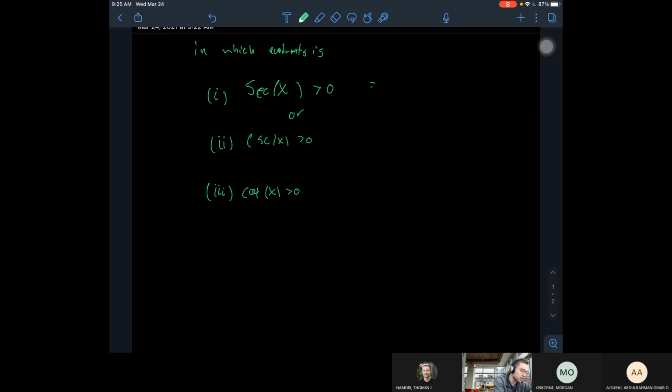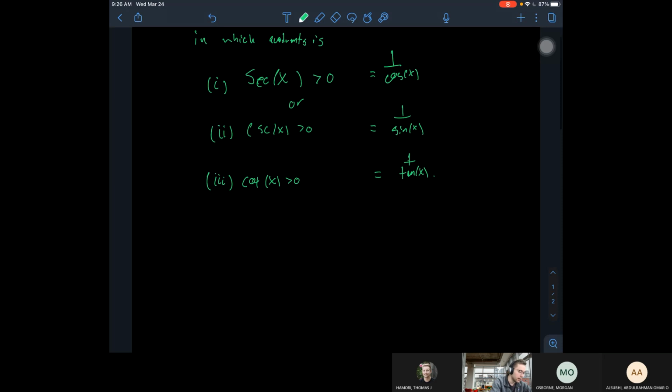First of all, secant of x is 1 over cosine of x. Cosecant is 1 over sine of x. Cotangent is 1 over tangent of x. Good so far? Yes. Okay. And we want to know, when is this fraction giving us a positive number? Well, the numerator is a positive number. So if the denominator is a positive number, then the whole fraction will be positive. Agree? Yes.